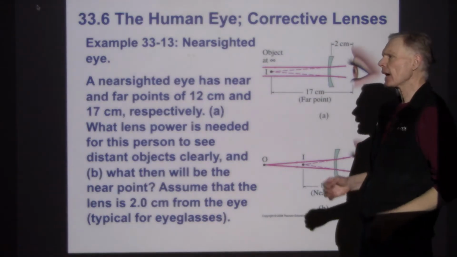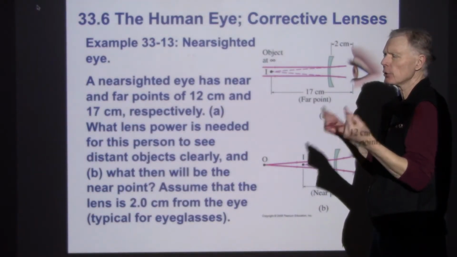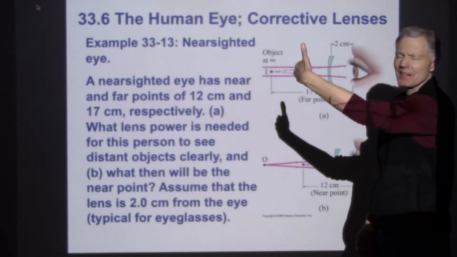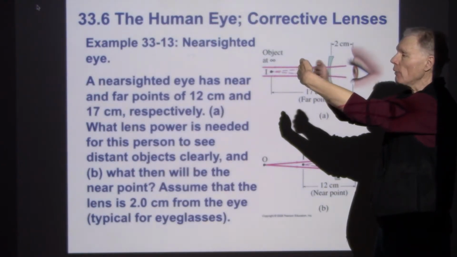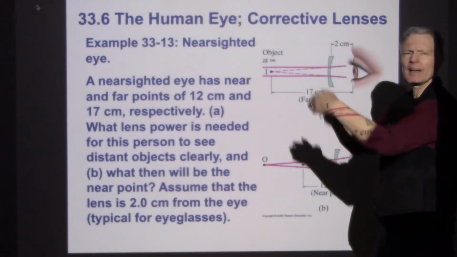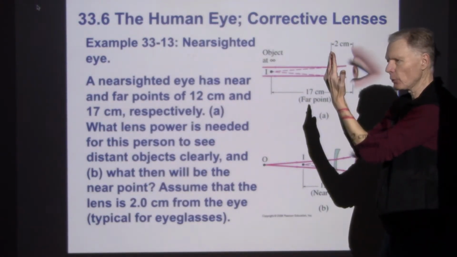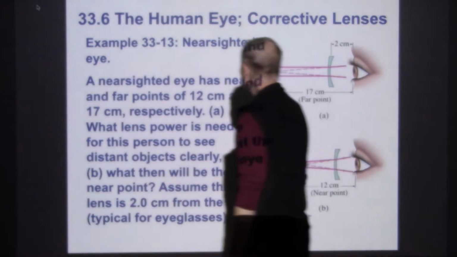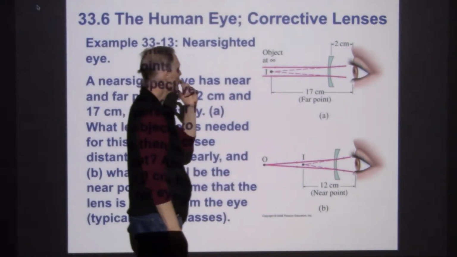So that says that my eyes are overly converging. And they're so overly converging that I can only focus out to about 17 centimeters. But on the other hand, I can focus as close as 12. So there's this very narrow range where I can actually have things in focus. So I have to hold something here to be in focus and forget about trying to see anything far away from me. So let's see what we can do for this person.